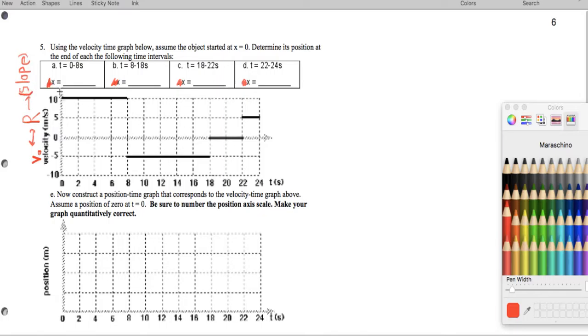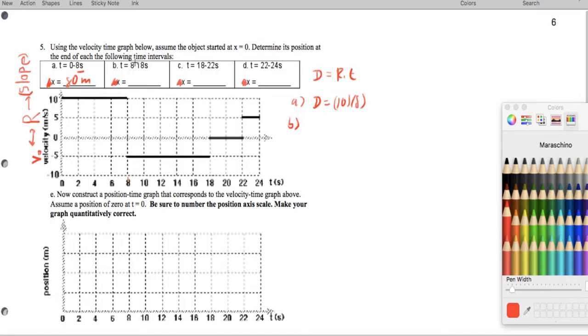So I want to know where we're going to be at the end of 8 seconds. So I'm traveling for 8 seconds at a rate of 10. I'm going to just use my dirt formula. So the amount that I cover, 10 meters per second for 8 seconds, means that I end up at 80 meters. Now for part B, here's what's going to happen.